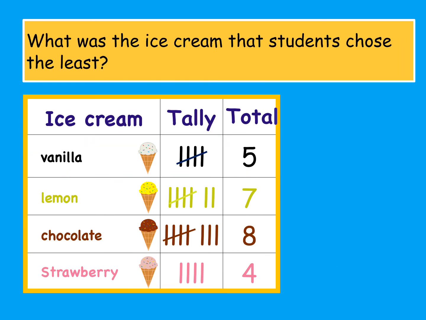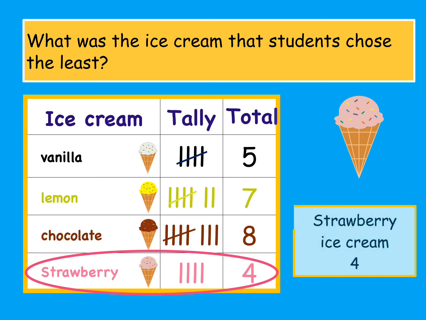Next question. What was the ice cream that students chose the least? The least means the fewest number, the smallest number, which is very good, 4. And the flavor was strawberry ice cream.